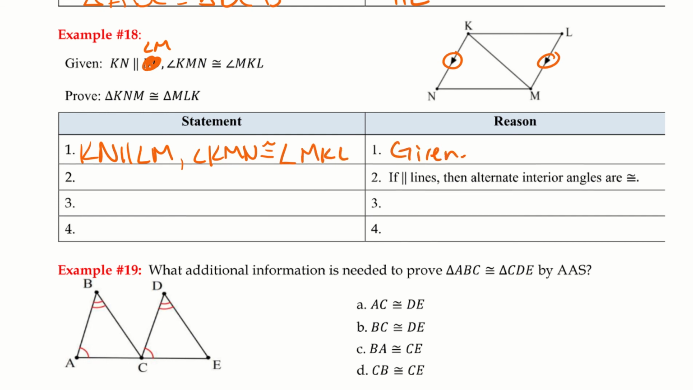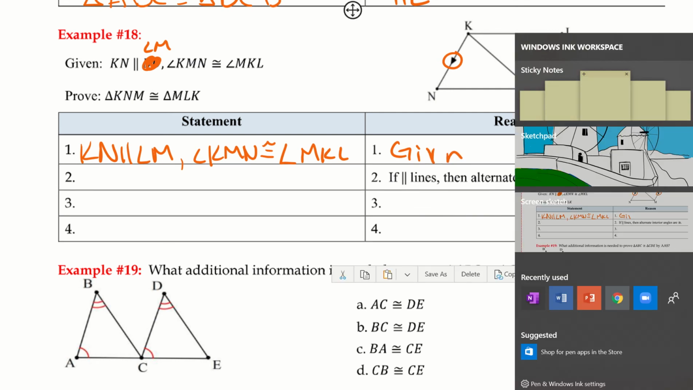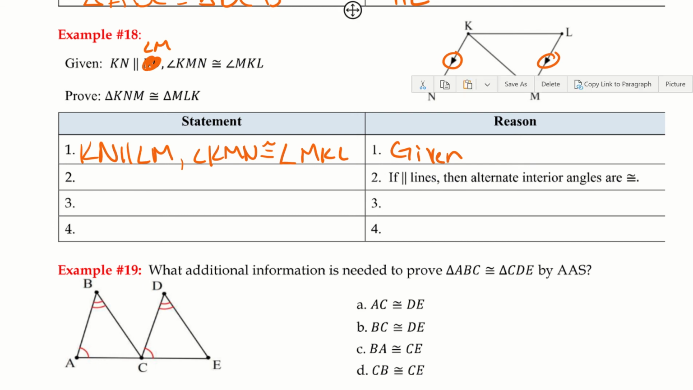So let's go ahead and label KMN, this angle down here, and then MKL, this angle there. Beautiful. Alright, we have the second reason. If parallel lines, then alternate interior angles are congruent.